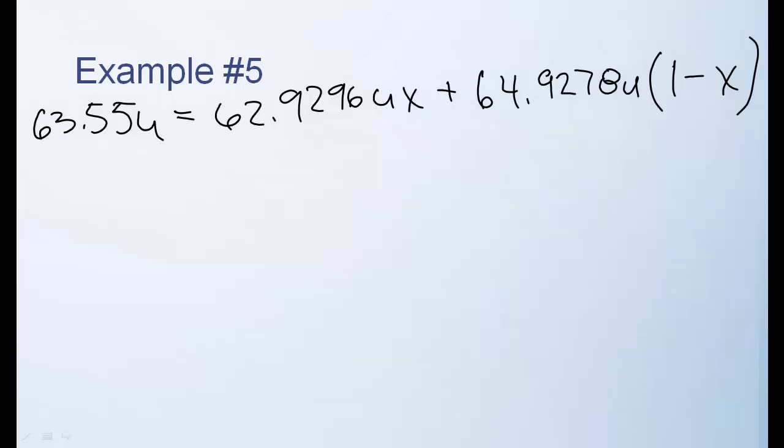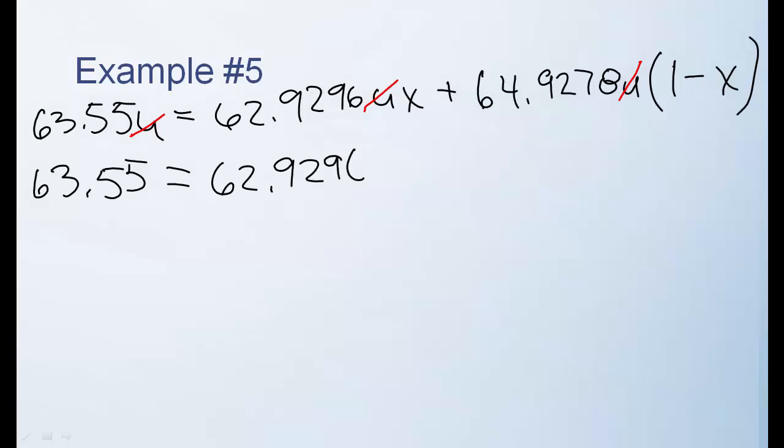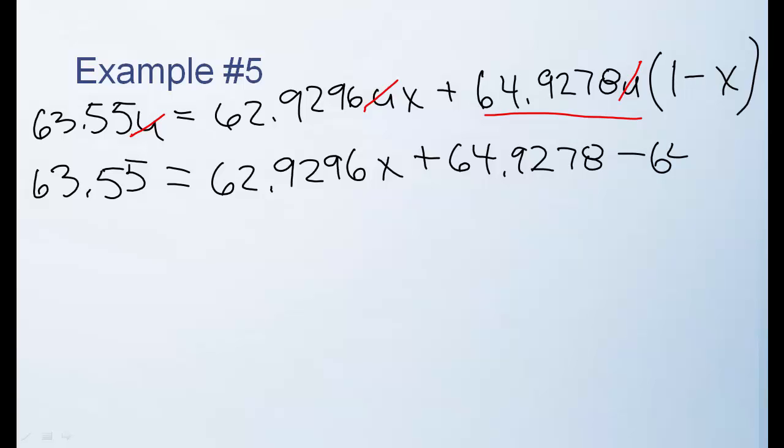The other thing that I can do for my convenience here is I can notice that all of these terms contain the atomic mass unit, so I can cancel u out of each of these terms, and that'll save me a little bit of ink as I move forward. 63.55 is equal to 62.9296x plus, now I have to distribute this number here through the parentheses, and so I'm going to end up with two terms here, 64.9278 minus 64.9278x.